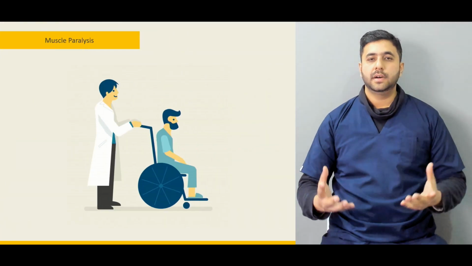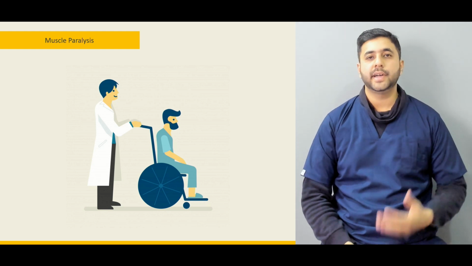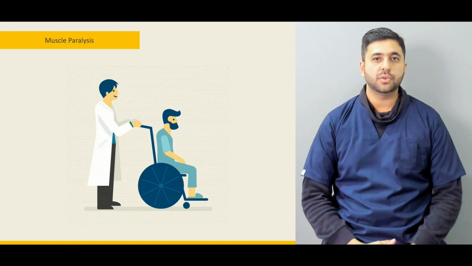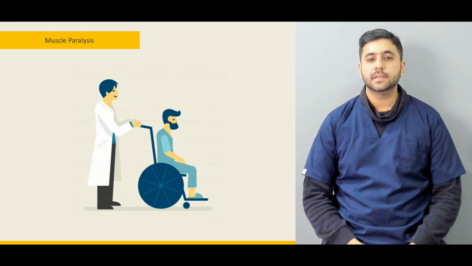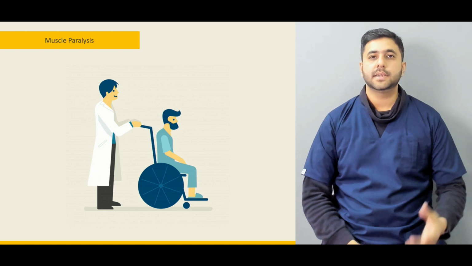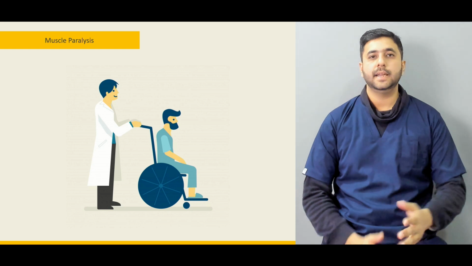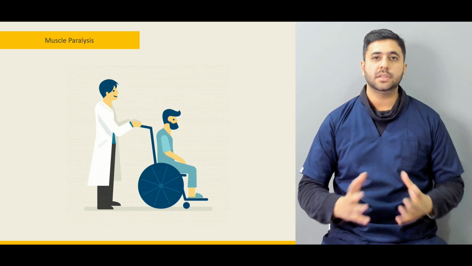To start off, let's define certain terms. Muscle paralysis is by definition a reduction in the power or strength of one or more muscles. Now, this can involve a group of muscles as well or a single muscle. There are certain other terms which are related to muscle paralysis, and they are basically demarcated on the basis of the intensity of the problem.